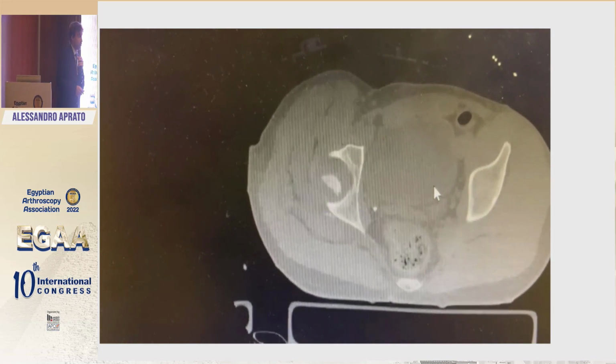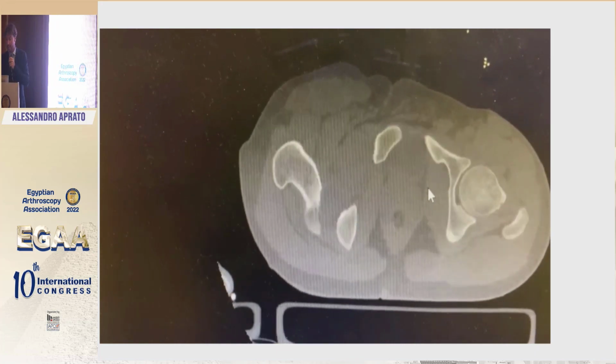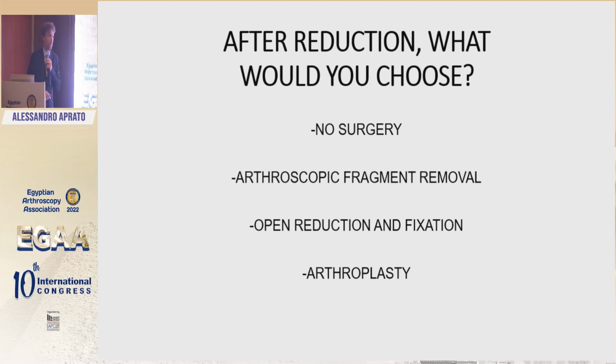Cases like this one, this is a posterior dislocation with a big fragment of the anterior part of the head. It's very complex, and it's not easy to choose what to do. You can reduce it. Obviously, you have to reduce it, otherwise it will fail. You can do anything, just leave him on crutches, but you will end up with an arthritis of the hip. You can do an arthroscopic removal of the fragment, but the fragment I show you is really big, so you remove half or 1/3 of the head. That is not so good for congruency. You can do an open reduction and fixation, or you can do an arthroplasty if he is an old guy.